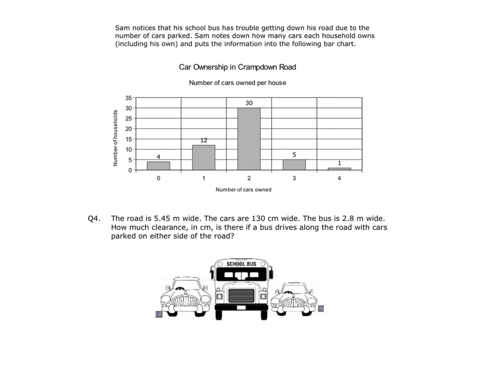Question 4. The road is 5.45 metres wide. The cars are 130 centimetres wide. The bus is 2.8 metres wide. How much clearance in centimetres is there if a bus drives along the road with cars parked on either side of the road?